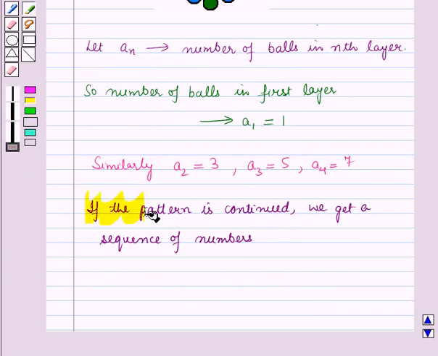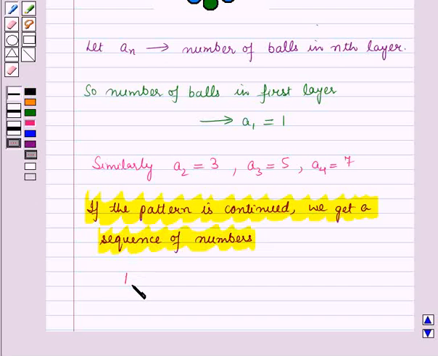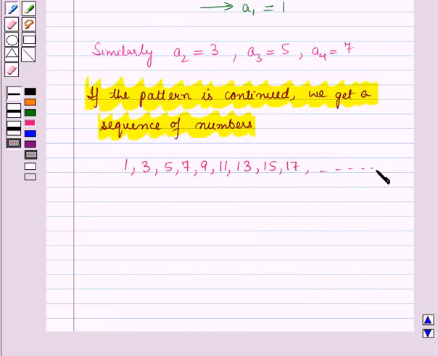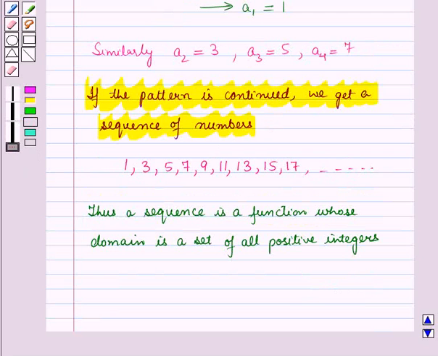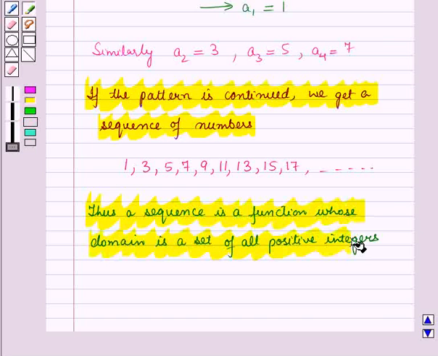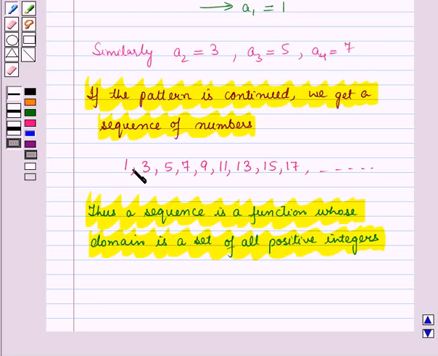Now, if the pattern is continued, we get a sequence of numbers 1, 3, 5, 7, the next number will be 9, then 11, 13, 15, 17 and so on. Here, the string of dots shows that pattern continues forever. Thus, a sequence is a function whose domain is a set of all positive integers. Now in this sequence of balls, we are getting all odd numbers starting from 1.